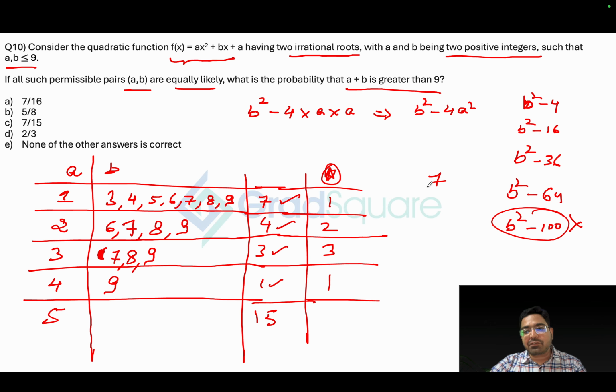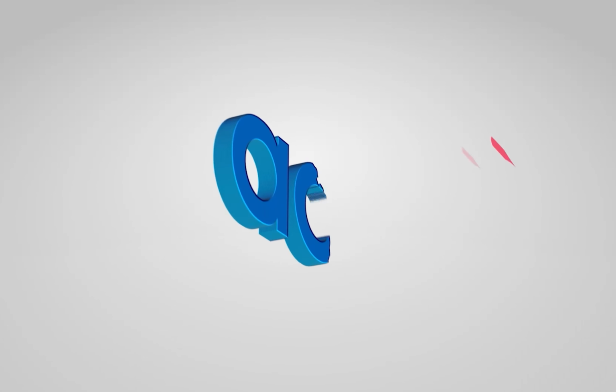So 7 by 15 turns out to be the probability of picking any pair out of these 15 pairs such that the sum of a and b becomes greater than 9. So option C, 7 by 15, becomes the correct answer to this question.